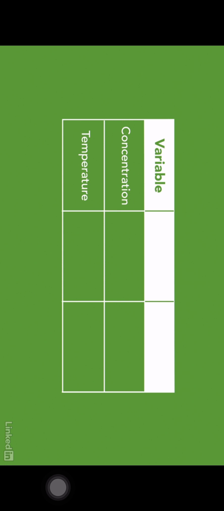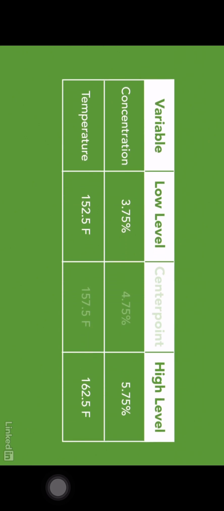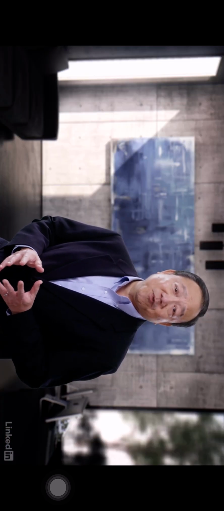For this example, the selected low and high levels of the factors are in this table. If you suspect that there is curvature in the response, design the experiment with center points. To do this, create an experimental design with 1 replicate and 5 center points. The center points are the middle values of both variables, in this case, concentration at 4.75% and temperature at 157.5 degrees. Now, let's run this factorial design with center points using Minitab.